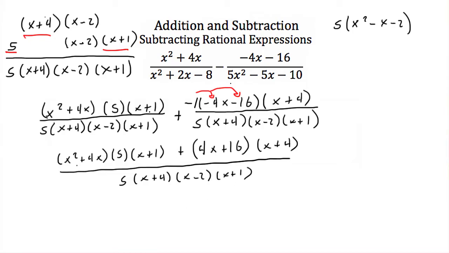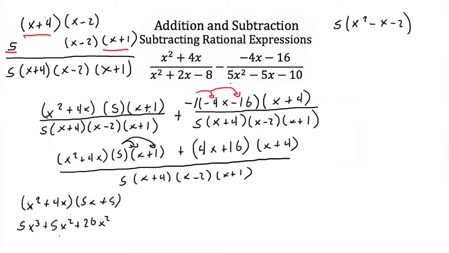Now before I can add these, I'm going to have to multiply them out. So for my first rational expression, I'm going to distribute this 5 inside. So this will be x squared plus 4x, and that will be multiplied by 5x plus 5. Then I'm going to FOIL these two binomials out. So we'll have x squared times 5x, that's 5x cubed. X squared times 5, that's 5x squared. 4x times 5x, that's 20x squared. And 4x times 5, that's 20x.